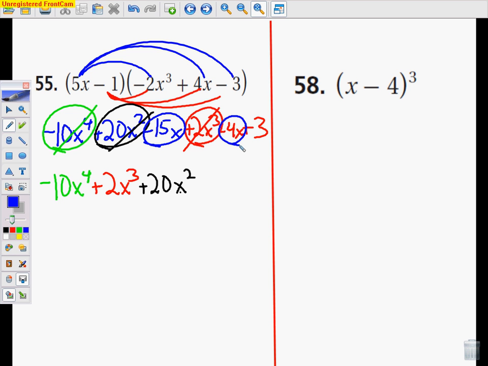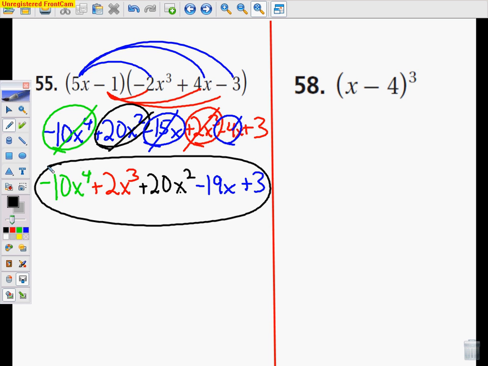From there, we have a negative 15x and a negative 4x. That adds up to negative 19x. So those are gone. And then we're just going to drop down that positive 3 that we had there. So drop down that positive 3. And there's our final answer.